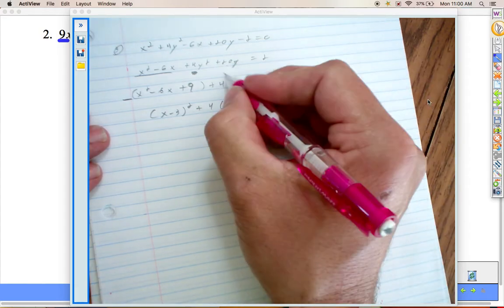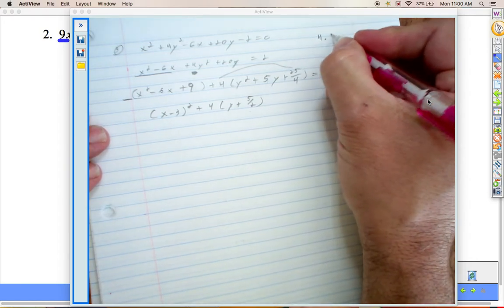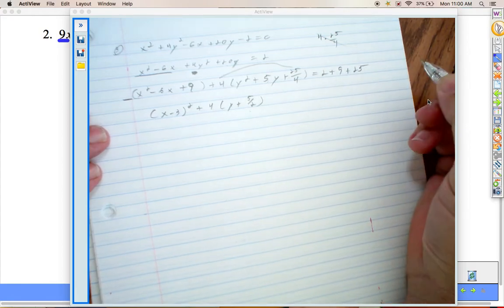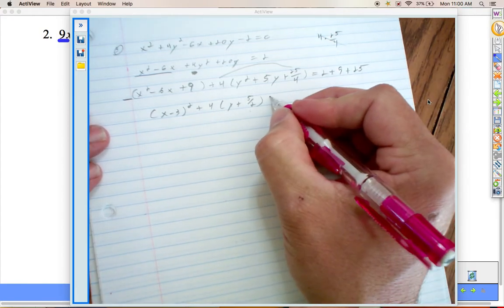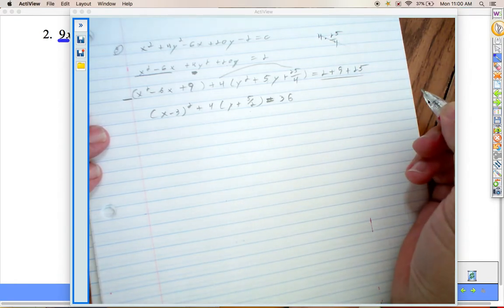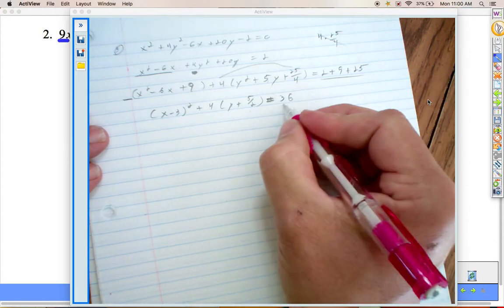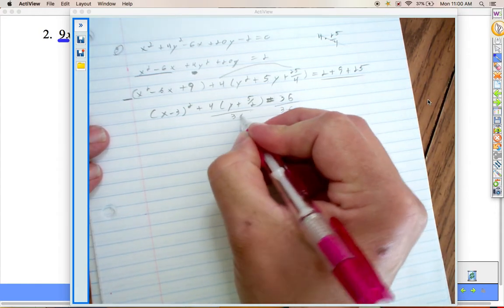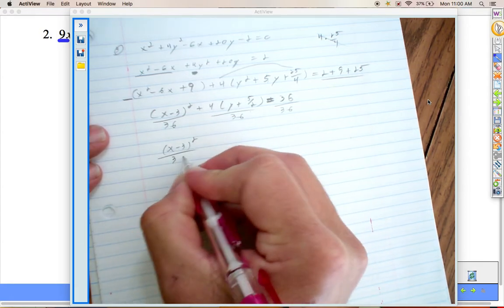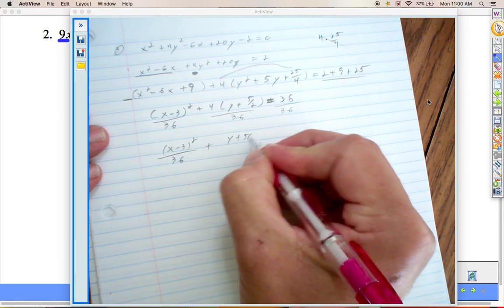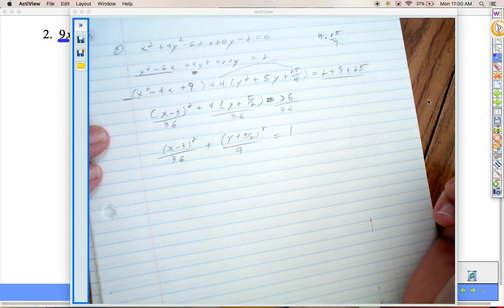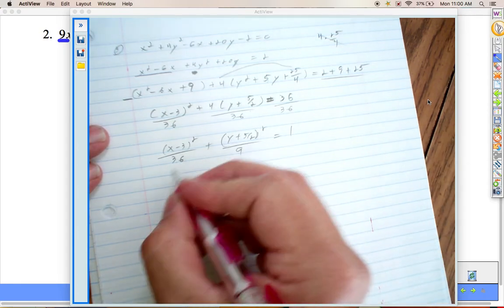But 4 times 25 over 4 is just 25. So it worked out cleanly, even though it didn't look like it would. Add these together, I get 36. So we're looking good. Set it equal to 1. x minus 3 quantity squared over 36 plus y plus 5 halves quantity squared over 4 over 36 is 1/9, equals 1. We're good.